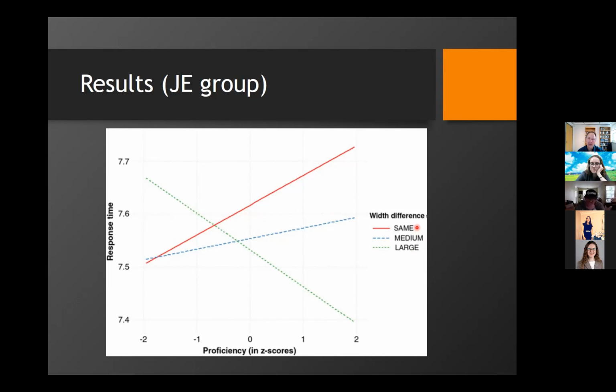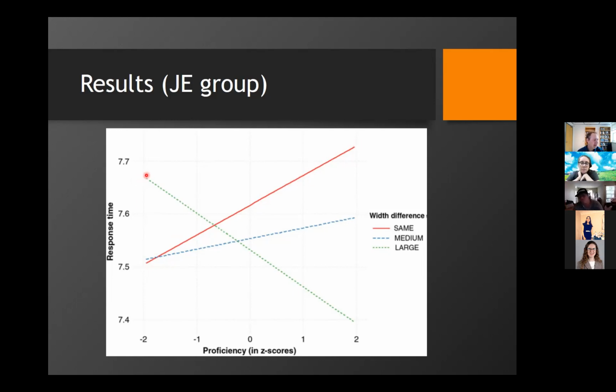Now, again, if they're approaching this task like a native speaker of English, you would expect them to get slower as the size difference got less. And that's exactly what we see here. We can see that the lower proficiency learners responded more quickly when it was the same width, whereas the higher proficiency ones took longer to respond. So again, what it shows here is that the more proficient learners are processing this more like a native speaker of English, and the less proficient learners are processing it more like a native speaker of Japanese.